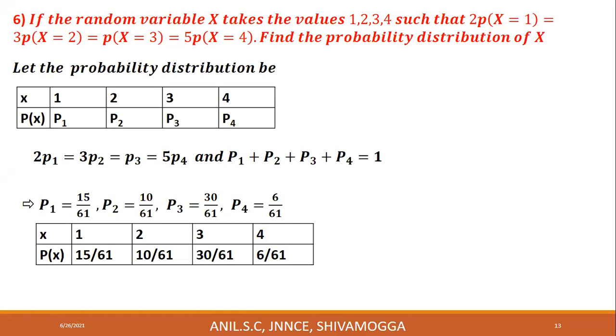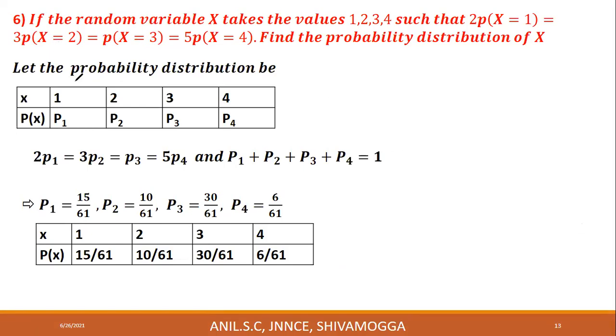If the random variable x takes the values 1, 2, 3, 4, such that 2P(x = 1) = 3P(x = 2) = P(x = 3) = 5P(x = 4). Find the probability distribution of x. Only the distribution is to be determined.